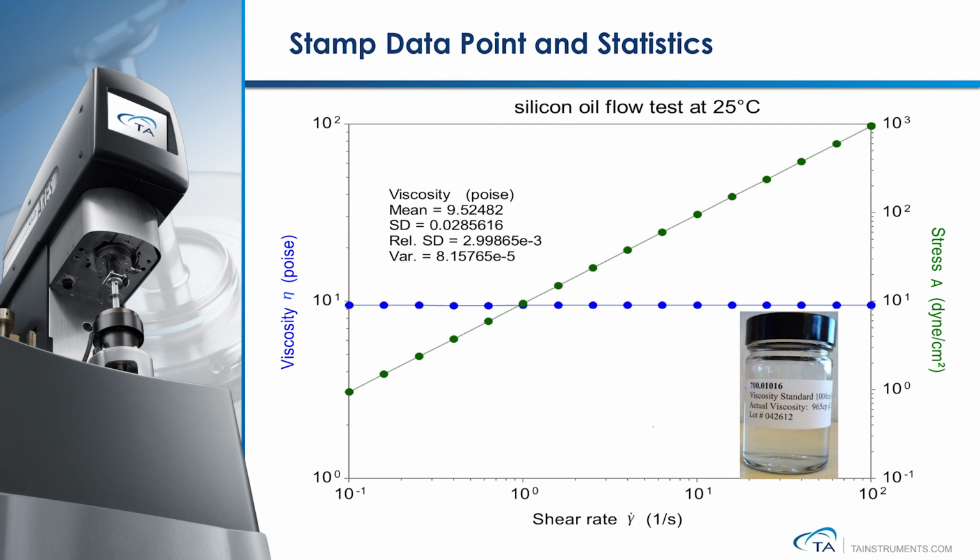Here we have annotated the 1000 centipoise oil data with statistics. The silicone oil we measured is a Newtonian material. Therefore, the measured viscosity is constant and independent of shear rate. The average viscosity value closely matches the value listed on the bottle.